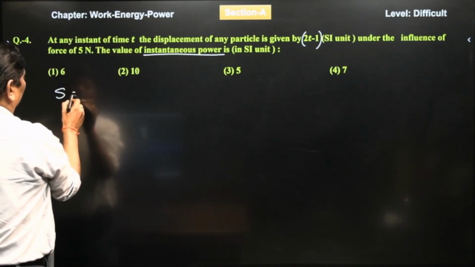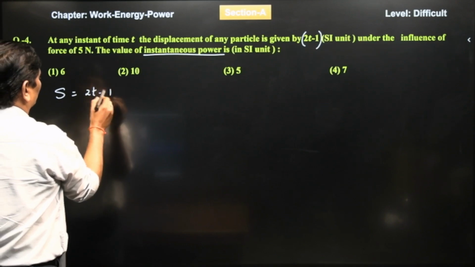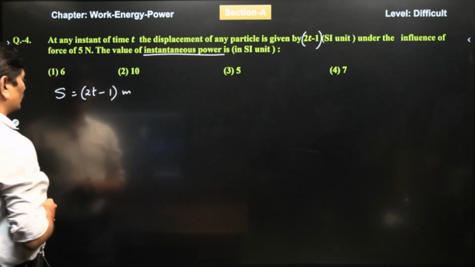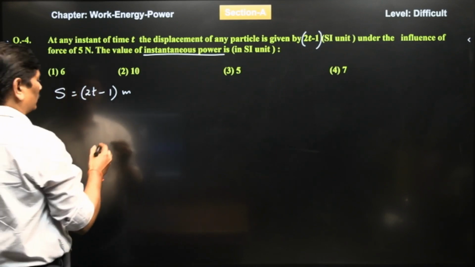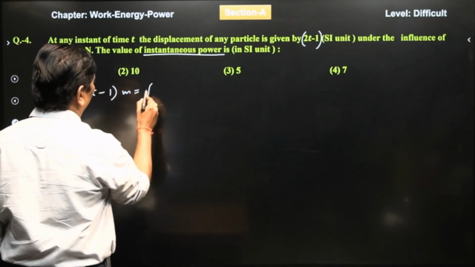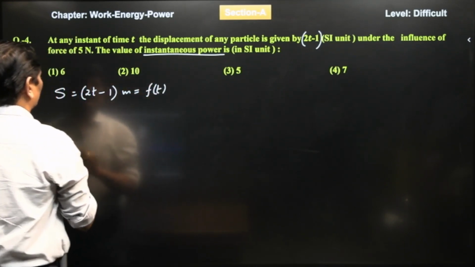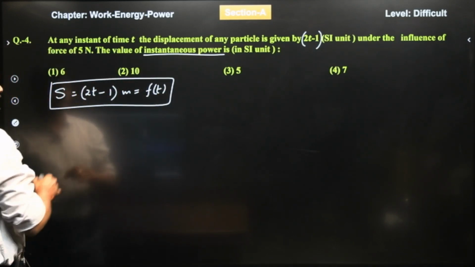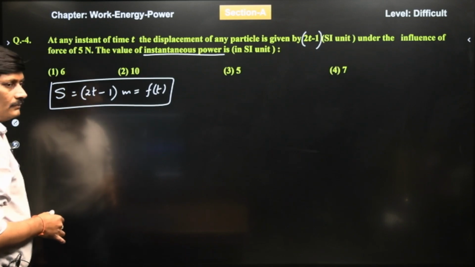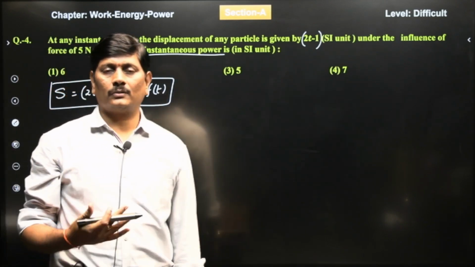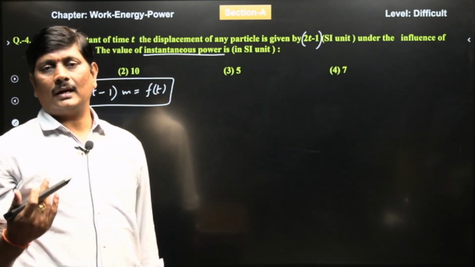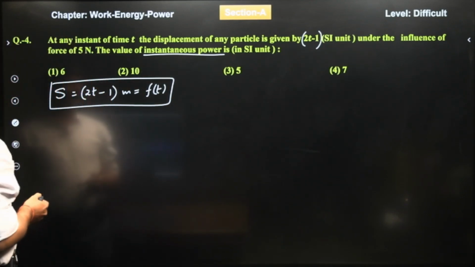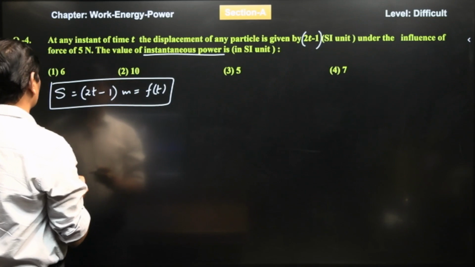Displacement is given as 2t minus 1, in SI units, which means meters. So the displacement, 2t minus 1 meters, is a function of time. It is not a constant; it is changing with time. Once the displacement is a function of time, you have to apply either differentiation or integration.